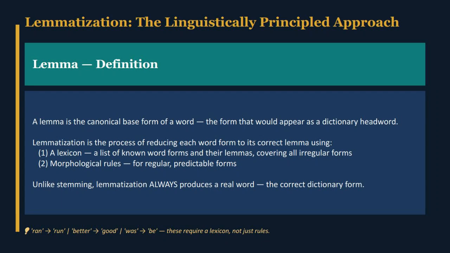On the other hand, lemmatization is the linguistically principled alternative to stemming. A lemmatizer reduces each word to its lemma, the canonical base form that appears in the dictionary. Unlike stemming, lemmatization always produces a real word, and it uses both morphological rules and a lexicon to handle irregular forms correctly. Lemmatization correctly handles was to be, not wa as a stemmer might produce.